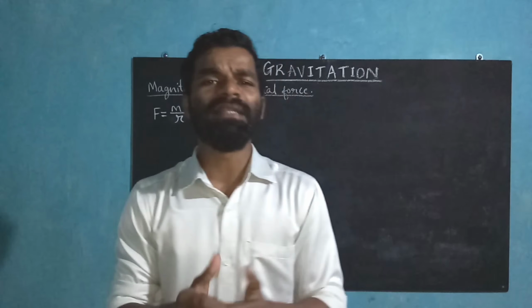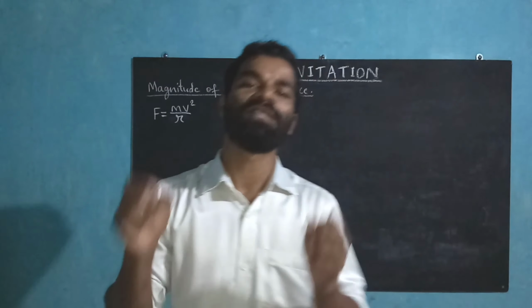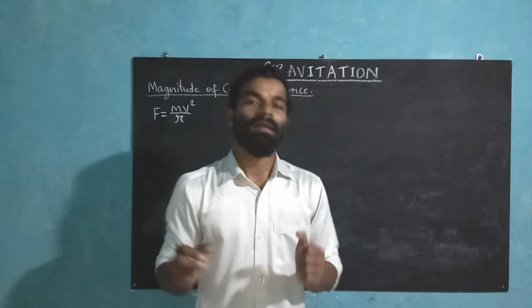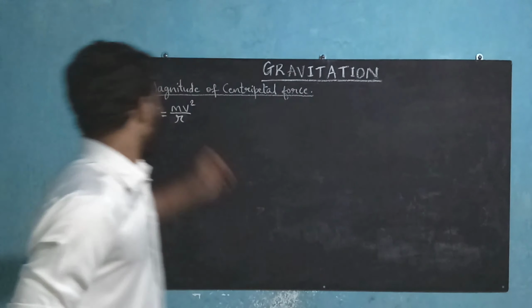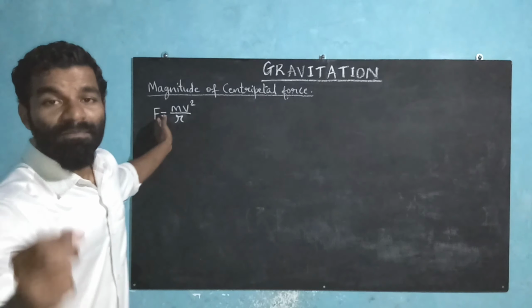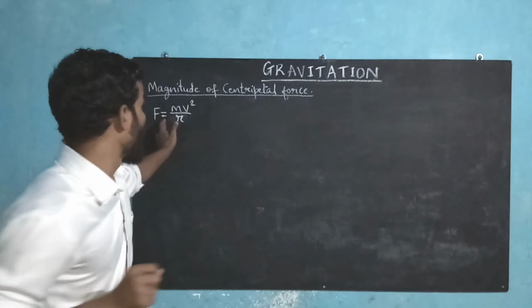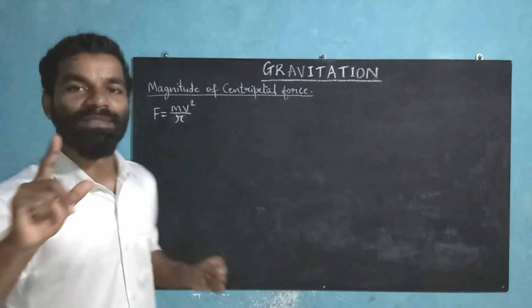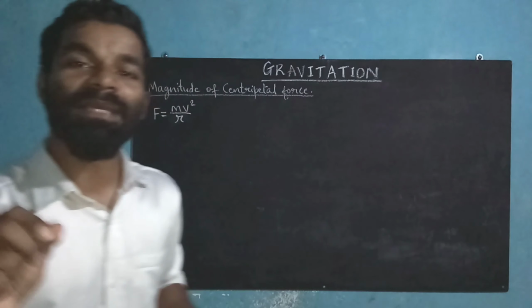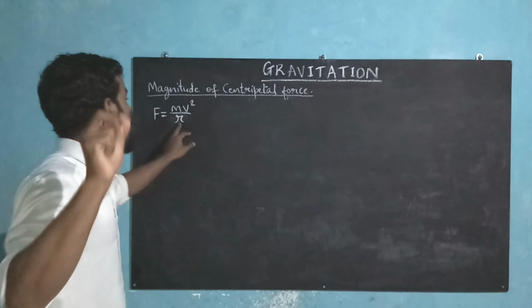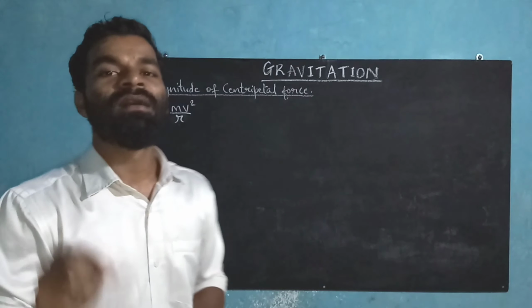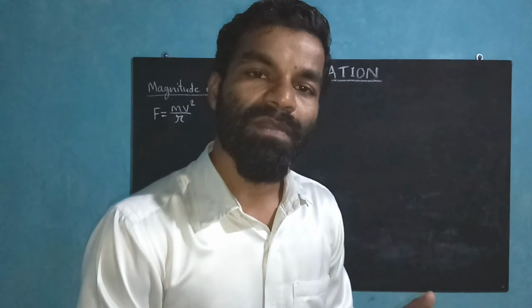Now, if you consider a planet revolving around the sun in a circular path with a uniform speed, then this magnitude of centripetal force is also applicable over there. So, F will be the centripetal force which will act towards the sun. m will be the mass of the planet. v will be the speed of the planet with which it is revolving, and r will be the distance of the planet from the sun.